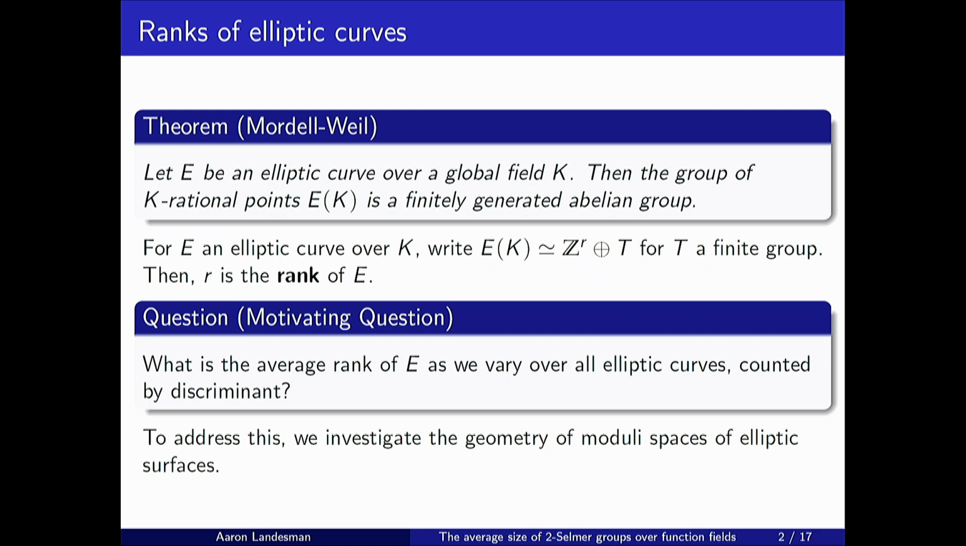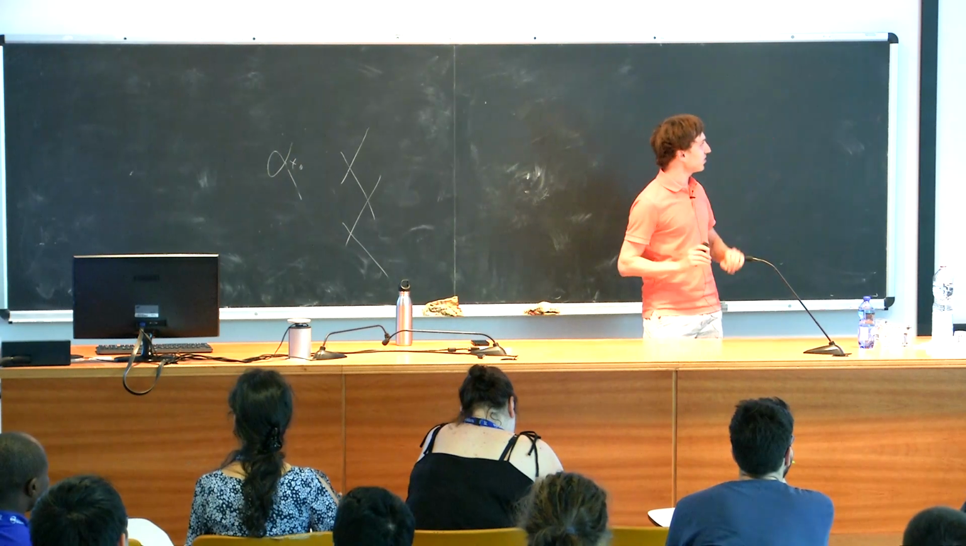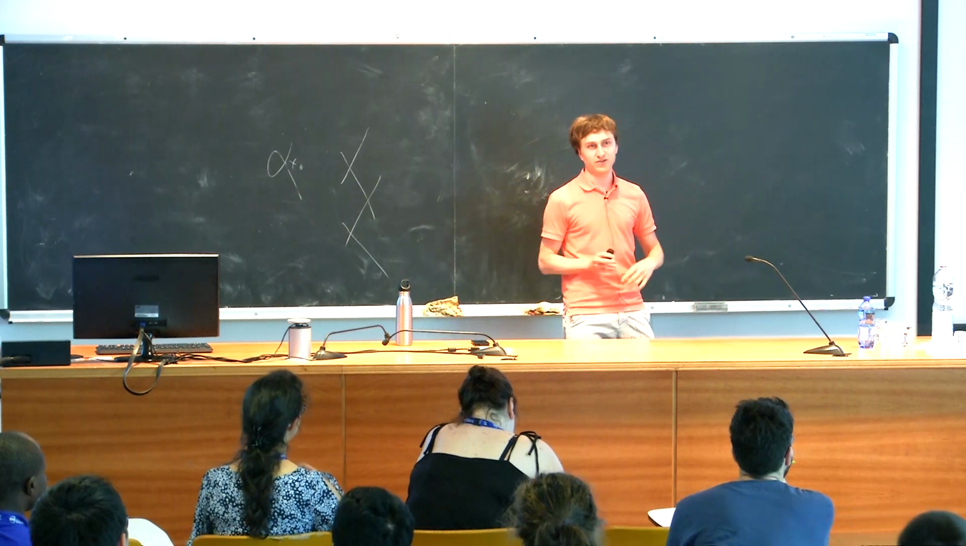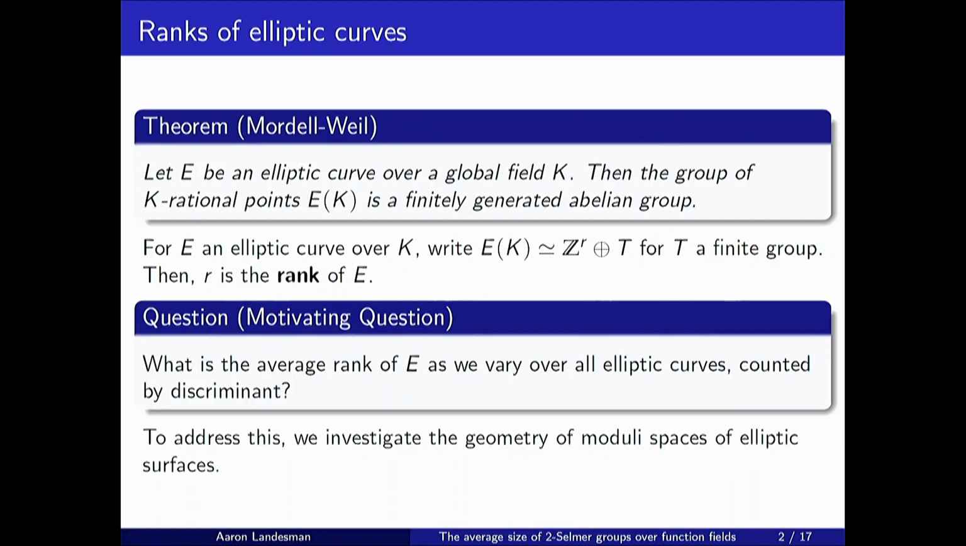So here's a motivating question from number theory. Take an elliptic curve over a global field. Just pretend the field is F_q adjoin T, a finite field adjoin a variable. A classic theorem, Mordell-Weil, says the group of rational points is a finitely generated abelian group. In other words, you can write these rational points as Z to a power plus a finite torsion group, and that power is called the rank of the elliptic curve. And the motivating question is, how big is the rank of an average elliptic curve?